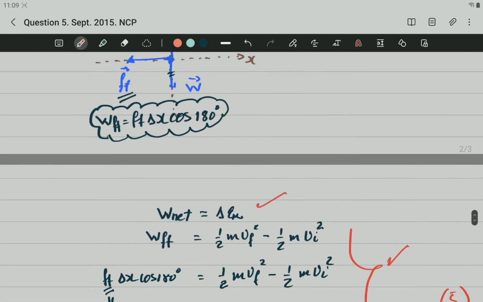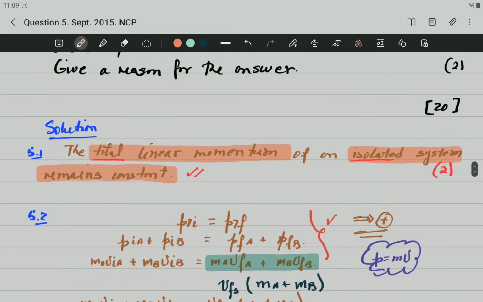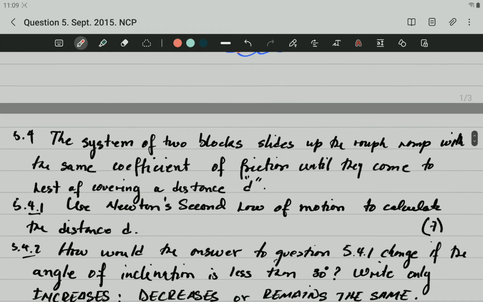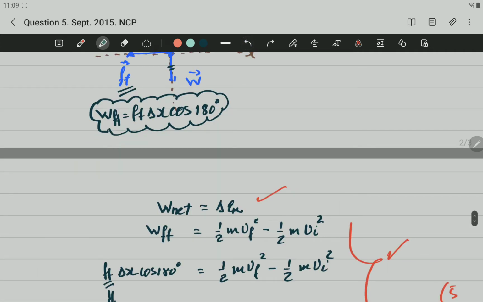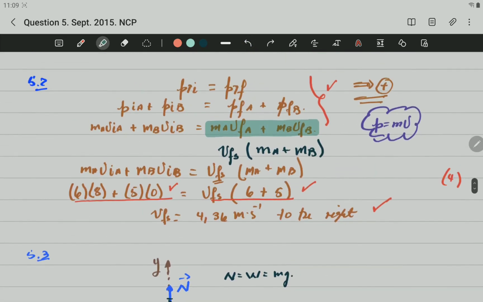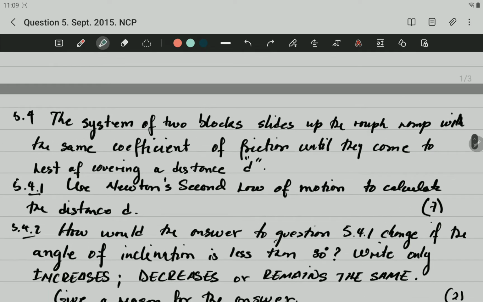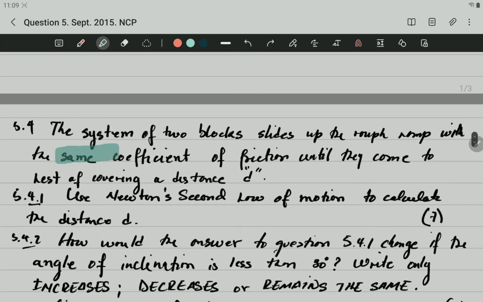Okay, so let's go to question 5.4. Question 5.4 says the system of the two blocks slides up the ramp with the same coefficient of friction. So the coefficient of friction is the same one we just calculated. Sorry, what happened there? Sorry about that. Same coefficient of friction, so it was the same one as we calculated.